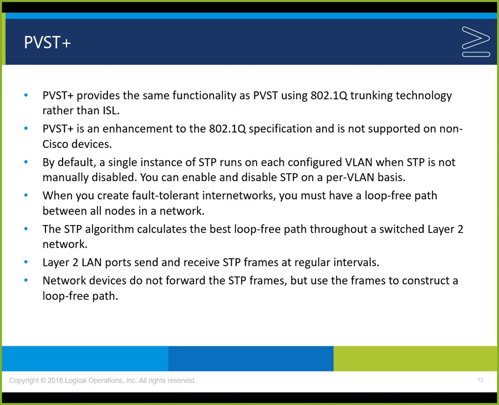A single instance runs on each configured VLAN when it is not manually disabled, and you saw what happens when it's manually disabled with the demo. The way that you disable it is use no spanning tree VLAN, whatever. You would enable it and disable it on a per VLAN basis because it's a per VLAN protocol. Each VLAN runs its own instance, unless we're using the multiple spanning tree, the MSTP protocol, where we group the VLANs together.